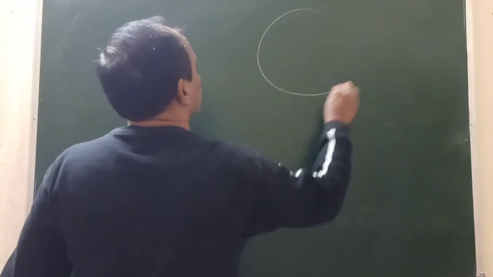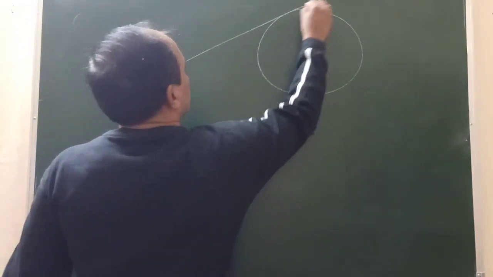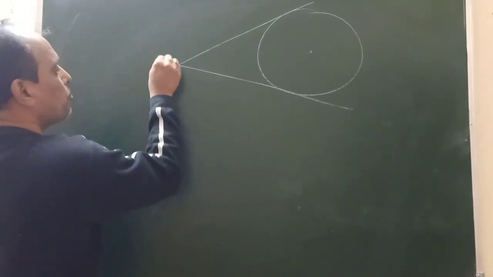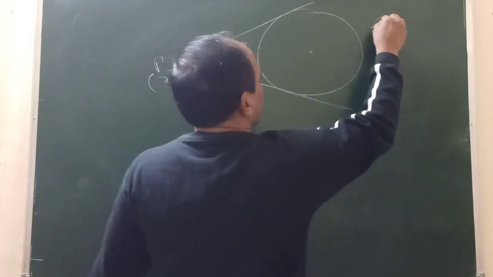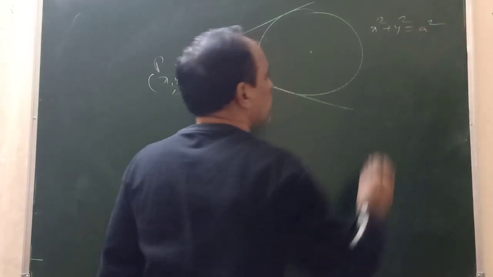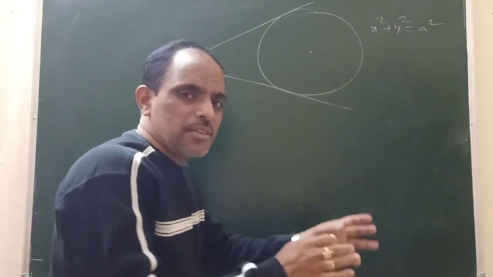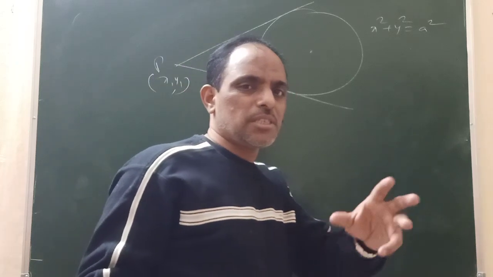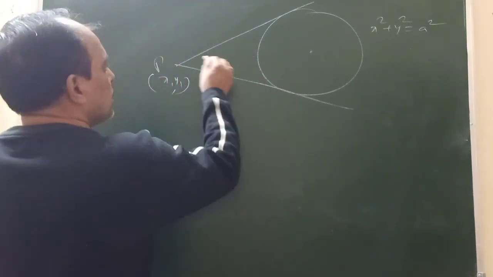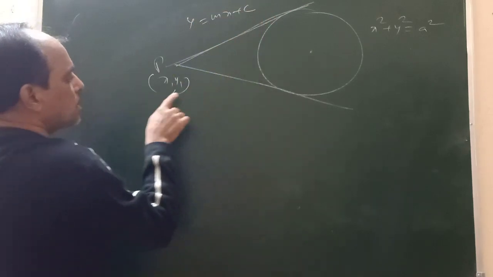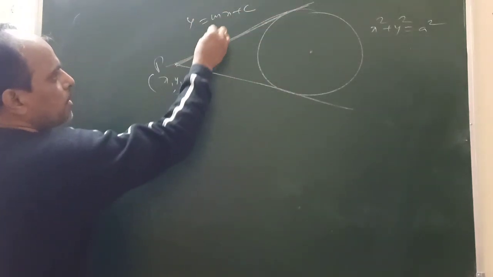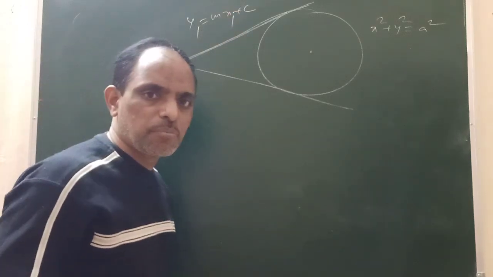Let us suppose this is a circle. Here is a point P(x1, y1). I am taking the circle as x square plus y square is equal to a square, with center 0, 0, because it is very simple to prove. And let us suppose one of the tangents is y is equal to mx plus c, because it is passing through this point, y1 is equal to mx1 plus c.